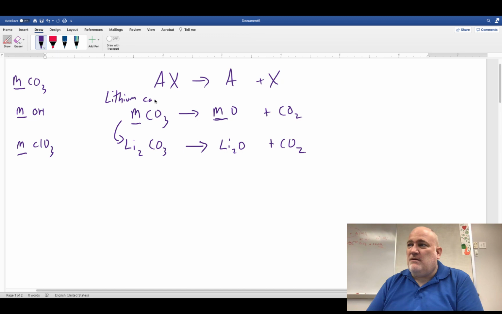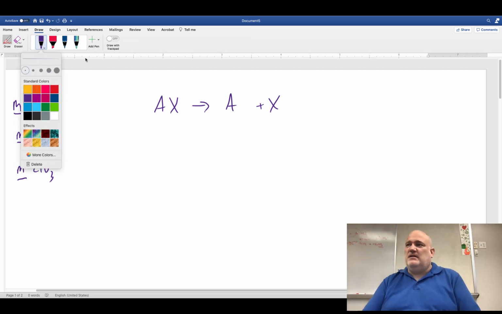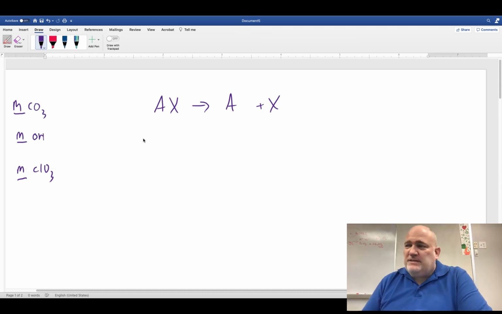It'll be lithium carbonate, and it will have an arrow. Now, if you see lithium carbonate with an arrow, you're going to realize, oh, that's one of the weird ones that breaks apart differently, and your product would be lithium oxide plus carbon dioxide. As I said, there's three different weird ways that things react. So that's metal carbonate. The next one is a metal hydroxide.